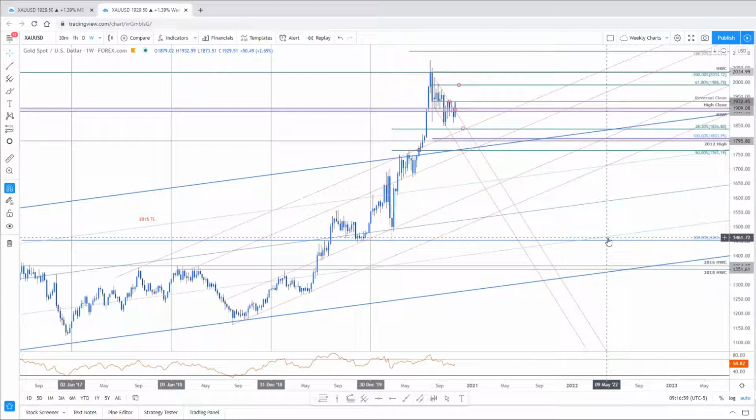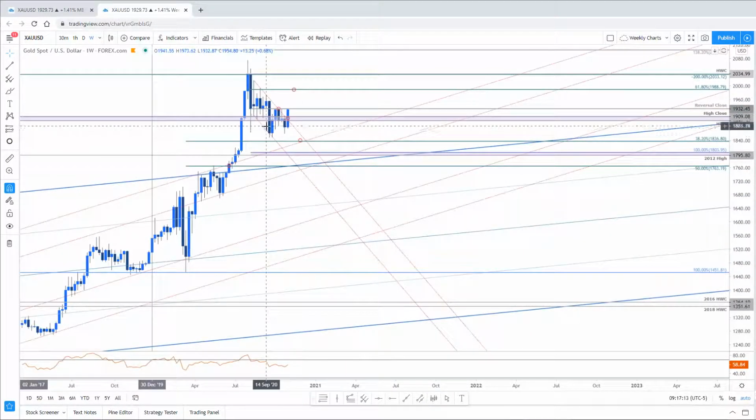Weekly chart, I want to highlight some levels here. The reversal close for the year, post record high, is 1932. Watch the weekly close. That's what capped the September rally before pulling back. Again, don't take my word for it. There's a 3-week stint. That's where we maxed out every time, 1932. Watch for a weekly close above that.